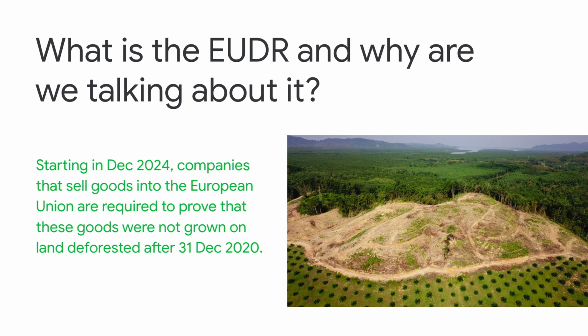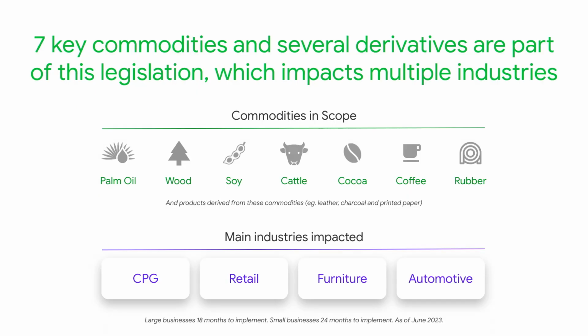So if you weren't here before, what is the EUDR and why are we talking about it? Starting in December of 2024, companies that sell goods into the European Union are required to prove that these goods were not grown on land deforested after December 31st of 2020. There are 7 commodities that are impacted, and so this talk is going to focus on the mapping of those 7 commodities in relation to the EUDR.